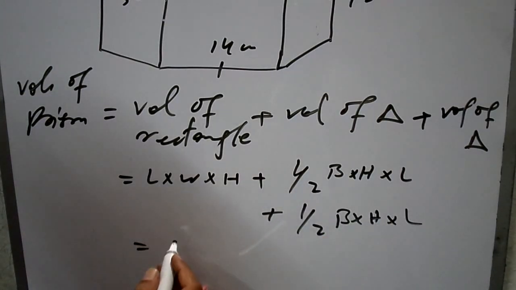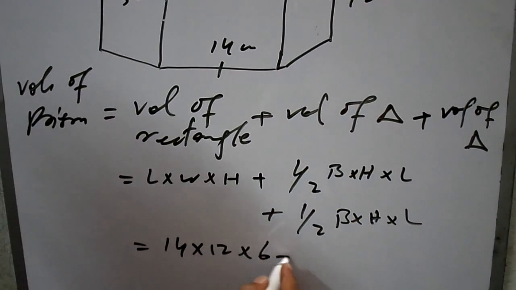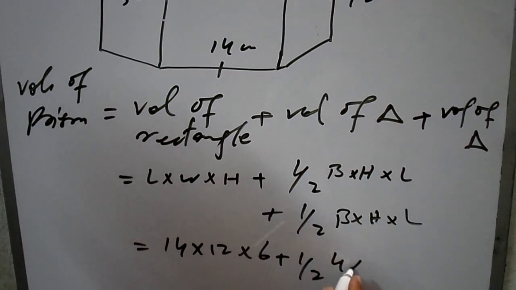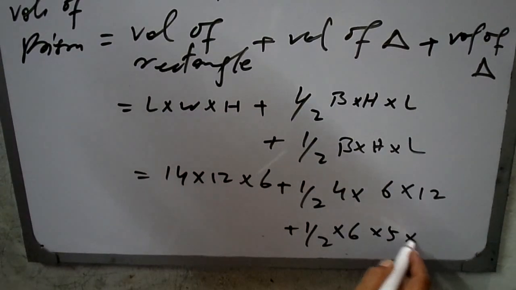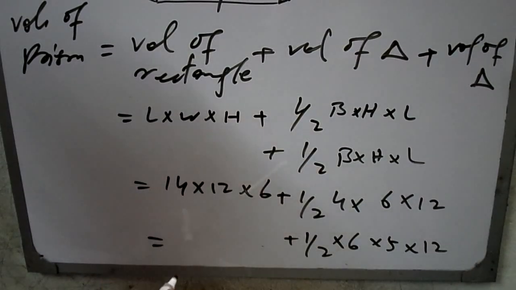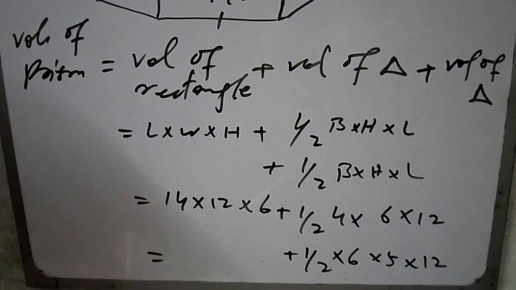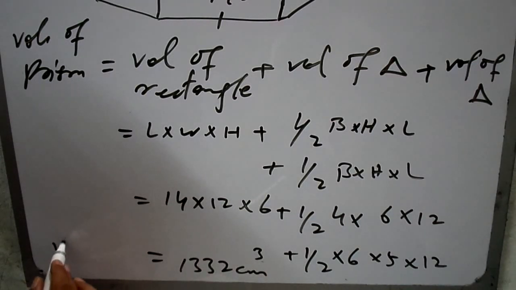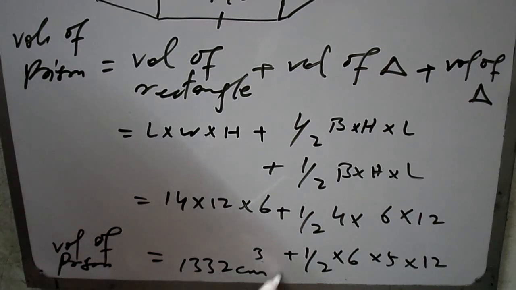So putting the values, you can see here that it is given to you. So after simplification, you will get the result, approximately 1332 centimeter cube is your volume of prism. So that is your result.